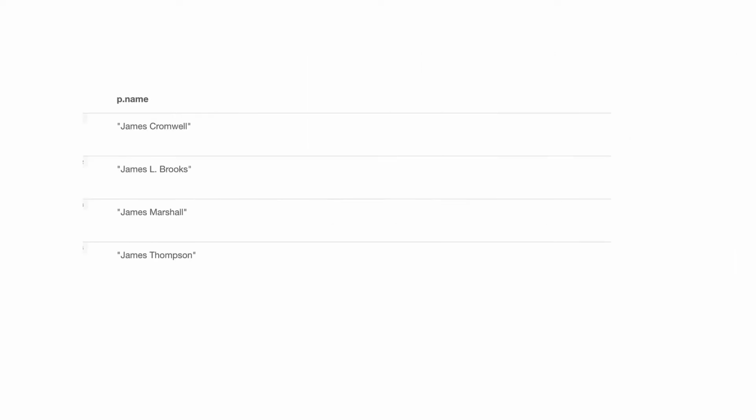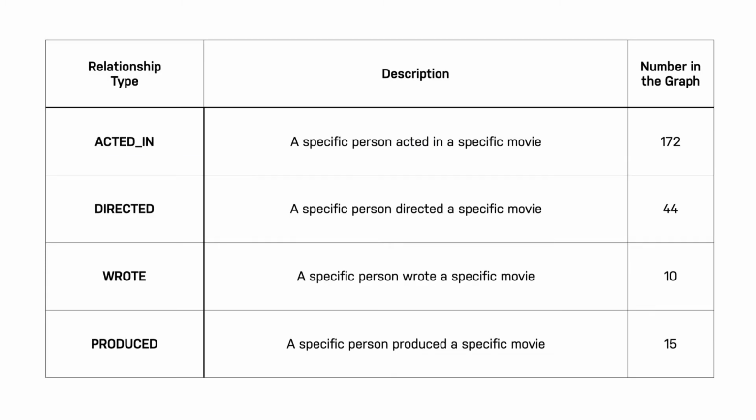All person nodes have a property name that is used to uniquely identify a person. Some person nodes have a property born, but not all of them. As you have learned, the most important element of a graph database is its relationships. A relationship has a type and a direction and represents the relationship between two specific nodes.